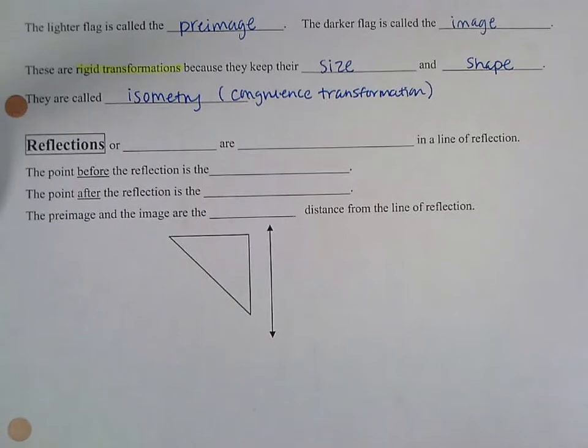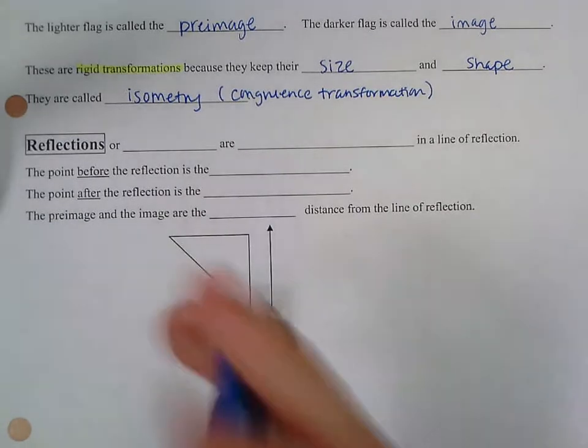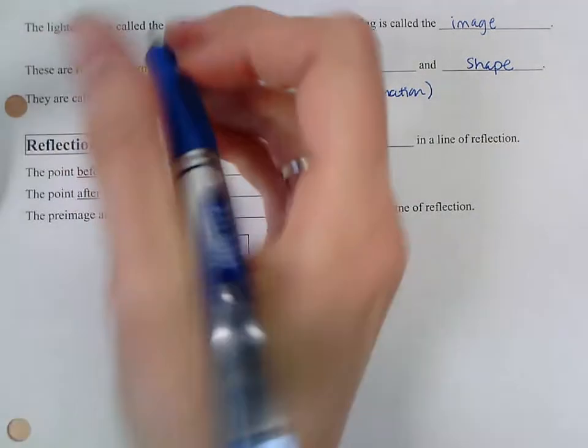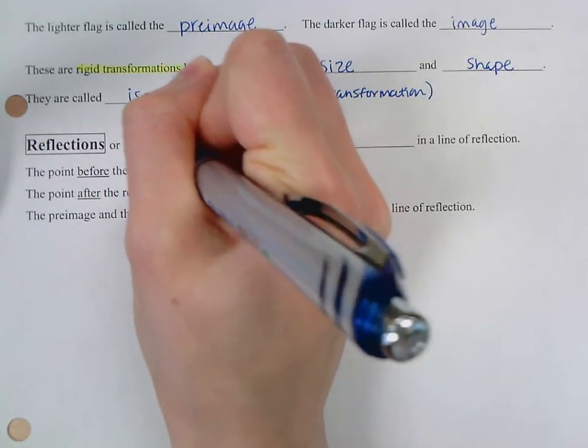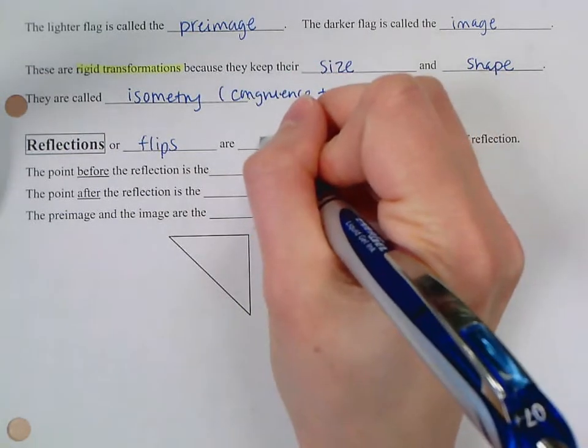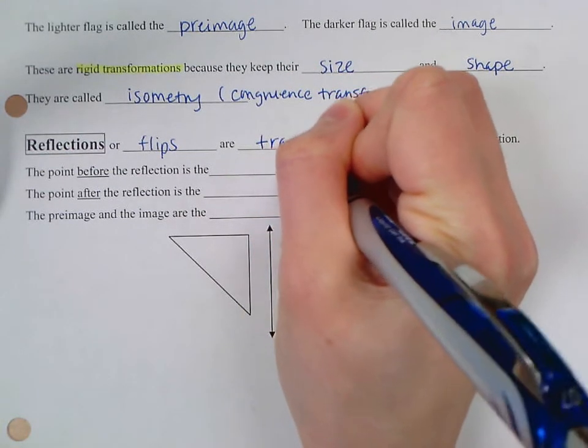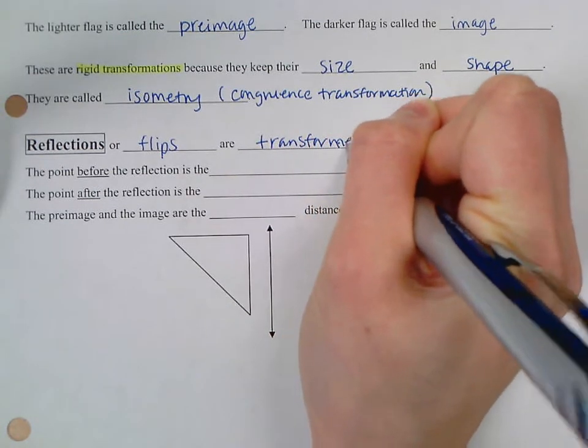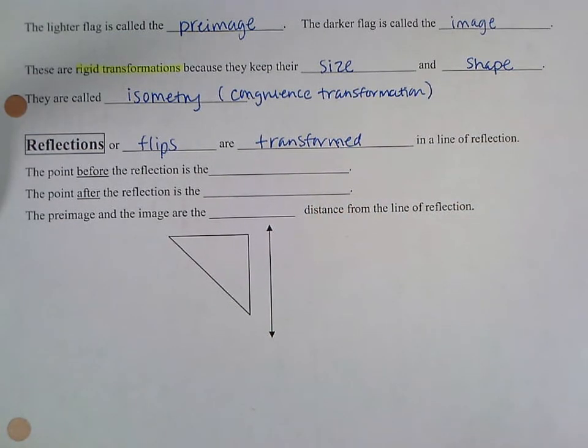So now we'll get into reflections specifically. So reflections, this is the more mathematical term. You can think of these as flips, but to me that's a very general term for it. Reflection is how I phrase it. I'd like you to phrase it as a reflection and not say you're flipping an object, but you're reflecting it. These are transformed in a line of reflection.